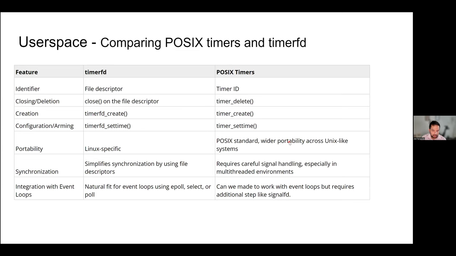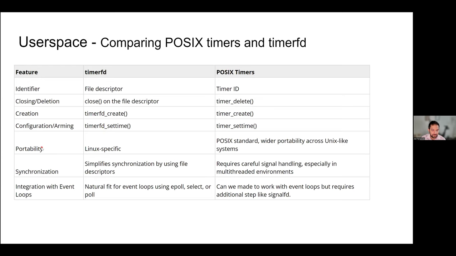And here's a table I came up with that compares POSIX timers and timerfd. You create them with timerfd_create or timer_create. In timerfd's case, it returns a file descriptor. In the timer_create case, it returns a timer ID. For deleting the timer, you use the close system call because it's a file descriptor, so you use the same file system syscalls. With POSIX timers, you say timer_delete. To arm it, you use the settime variant of each method.